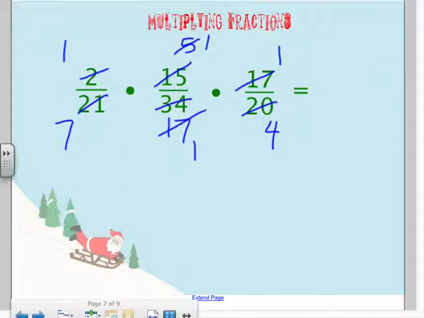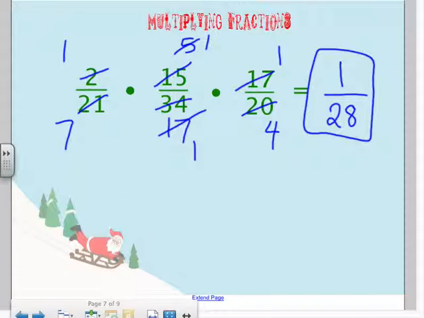And you're allowed to do that. You're allowed to divide something twice, simplify with 2 different numbers. So in the numerator, it's all just 1s at this point. In the denominator, it's 7 times 4. And I get 1/28 as my final answer.